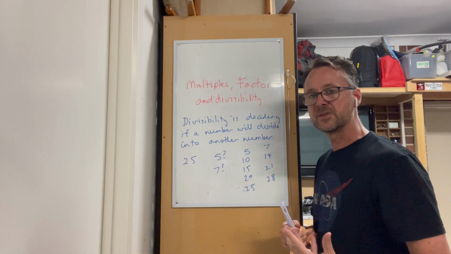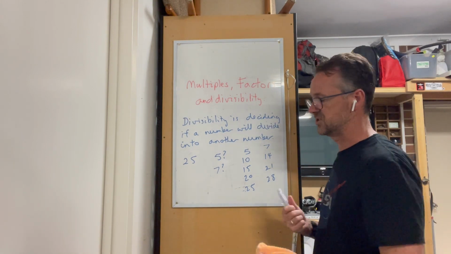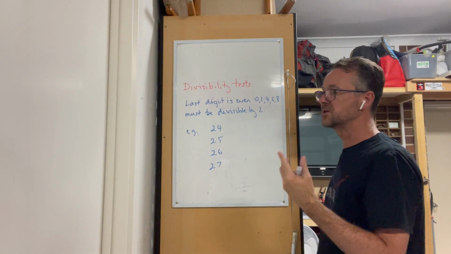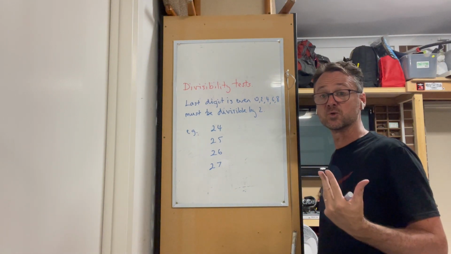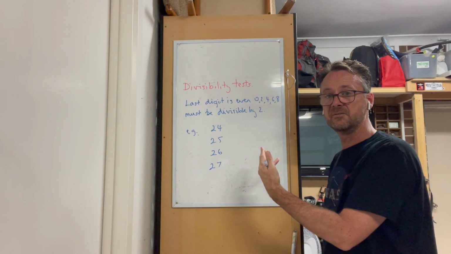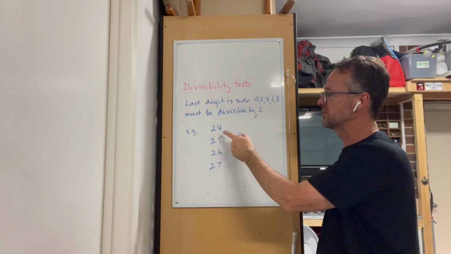We want to now look, though, at simpler ways of working this out, and so we're going to look now at divisibility tests. Okay, so for each of our numbers, we can apply some sort of divisibility test to it. So if we want to see if a number is divisible by 2, we just have to see whether it's even to start with.